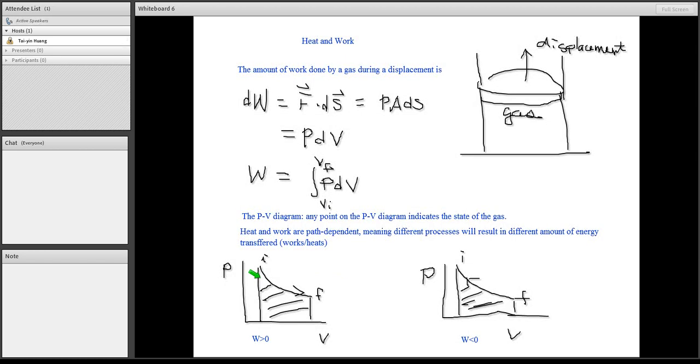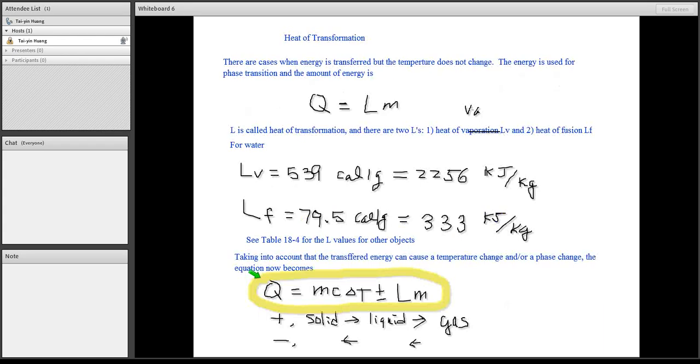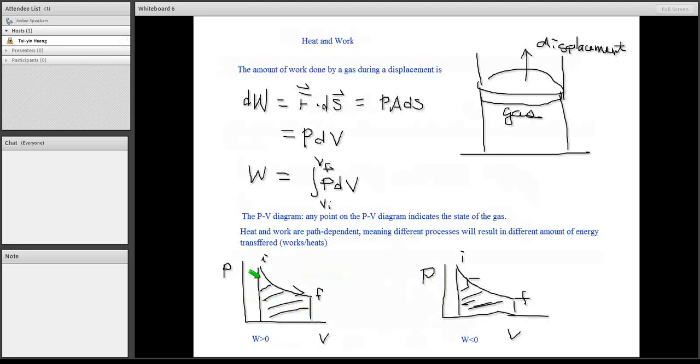Okay. So the previous slide dealt with when you have water, let's say metal, glass, wood, and you use this equation to calculate the amount of heat transferred. Now let's look at the situation when we deal with gas.